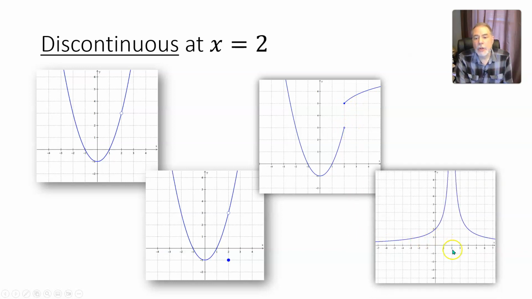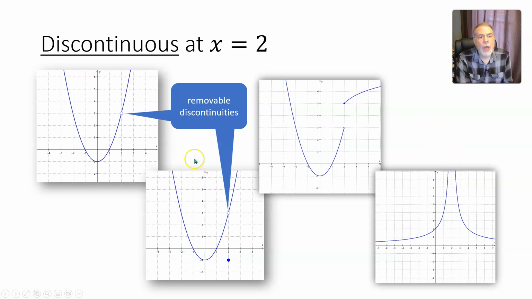And then here, where there is no point on the graph where x equals 2, and even if there were, it wouldn't match up with what's happening on either side of that, because as x gets close to 2, the graph just shoots way up to infinity. And so we have a discontinuity, in this case an infinite discontinuity, there at x equals 2.